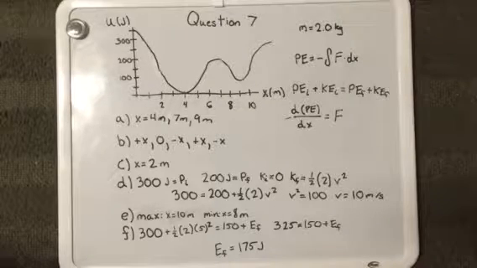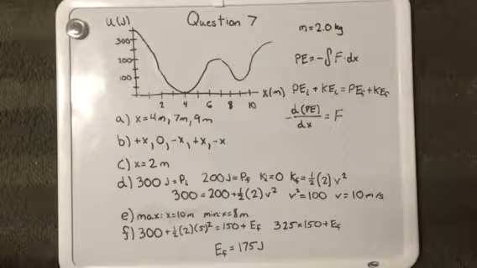For part F, it tells us that the object begins at x equals 1 meter, has a velocity of 5 meters per second, and ends at x equals 6 meters. And it wants to know the energy lost due to friction. So the potential energy at x equals 1 meter is 300 joules, and the kinetic energy is 25, and the final potential energy is 150 joules.